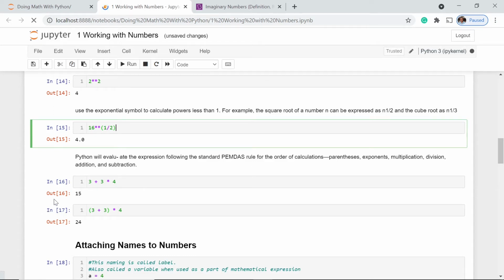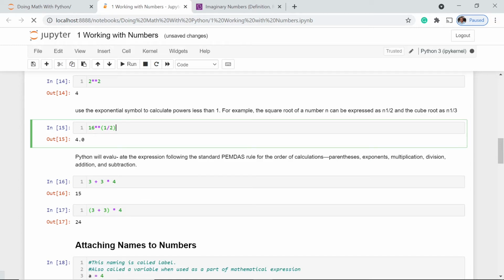Say, for example, 3 plus 3 times 4. Which one will come first? Can we see any parentheses? Of course, there are no parentheses. Can we see any exponents? There are none. Can we see multiplication? Of course, there is. So we first do 3 times 4, and that will give us 12. The next one is addition: 12 plus 3, or 3 plus 12, that will give us 15.